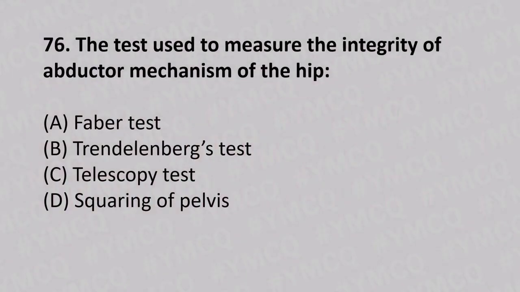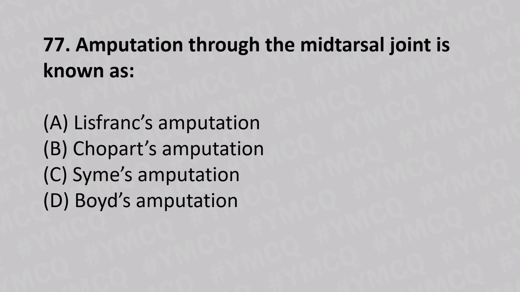Moving to our 76th question. The test used to measure the integrity of abductor mechanism of the hip. Option A, Faber's test. Option B, Trendelenburg test. Option C, telescoping test. Option D, squaring of pelvis. And the answer is Option B, Trendelenburg test.